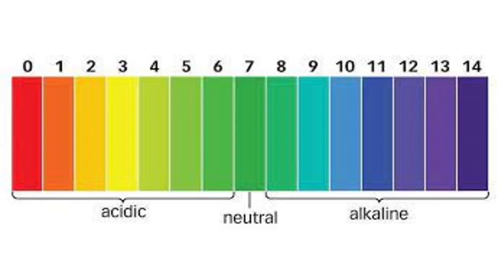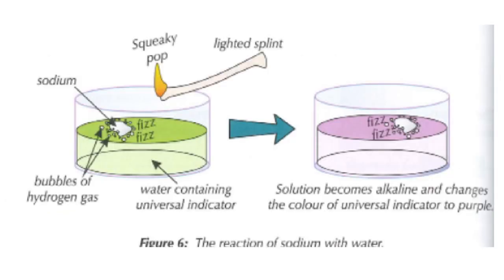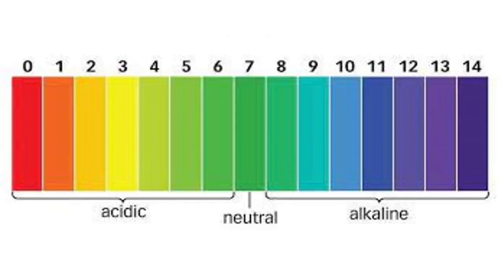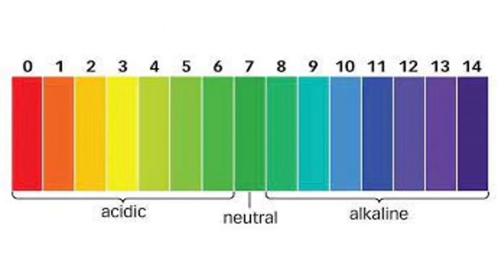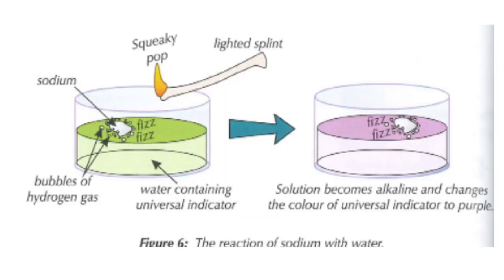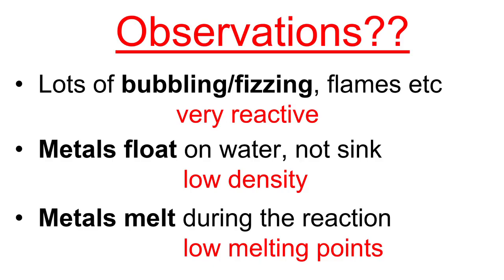And what would you observe? Well, we add some universal indicator to the water, and it'll be green at the start, but when you add your alkali metal, it forms either a hydroxide, potassium hydroxide, sodium hydroxide. Either way, it will turn the universal indicator purple. So your observations, you're going to see fizzing and the color change of the indicator. Sodium, you'll see a yellow flame, and so on.